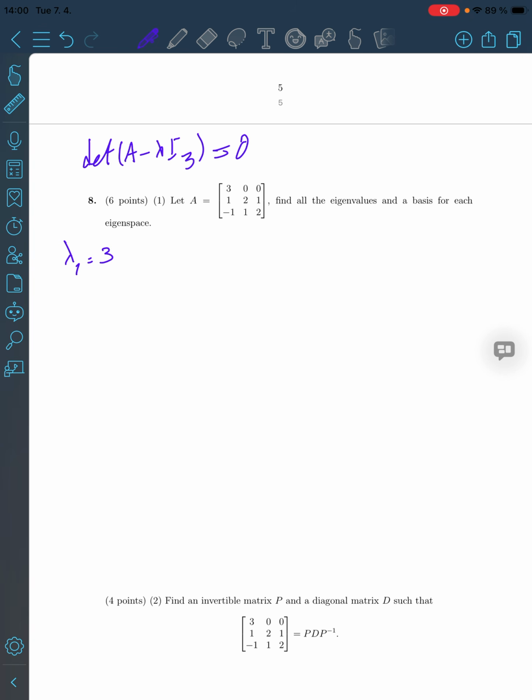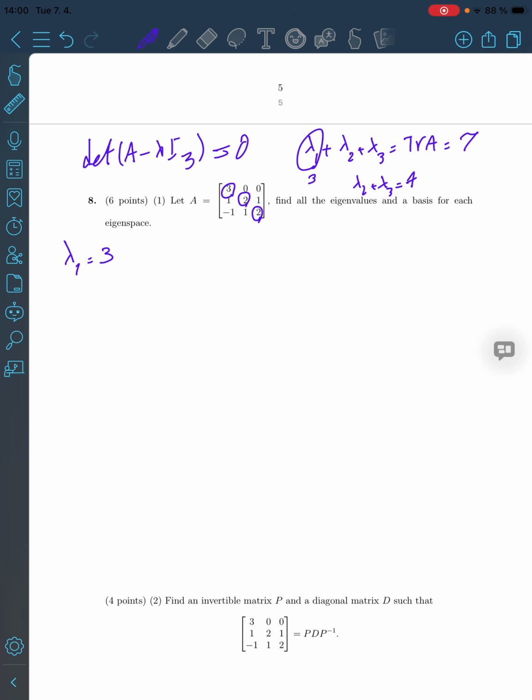Now you can use this trick that if you have a 3 by 3 matrix, the summation of your eigenvalues gives you trace of A. Trace of A means the summation of all the entries on the main diagonal. For example, for this case, trace of A is going to be 7, but you already have one of them, which is equal to 3. Therefore lambda 2 plus lambda 3 is going to be 4.